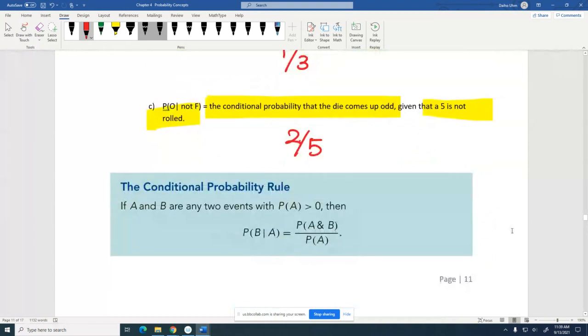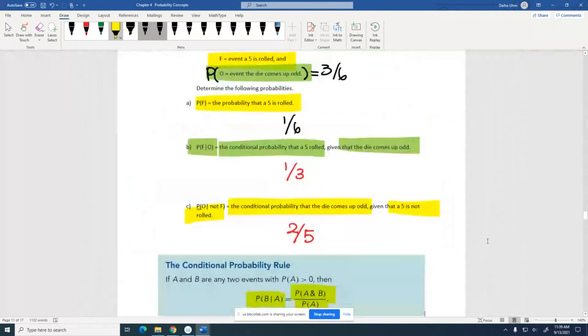Now we have a conditional probability rule here. When we need the conditional probability of B given A, we take the probability of A and B over the probability of A, because the given event is A. So let me go up and try to apply the conditional probability in part B and part C.